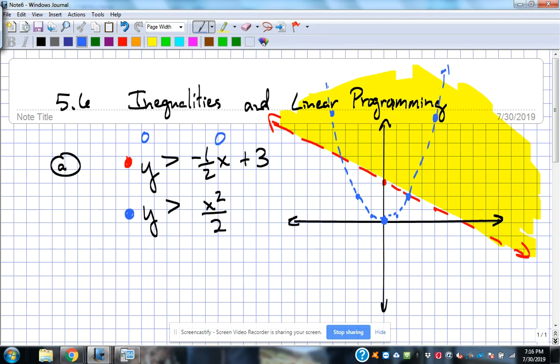It's a parabola, but it's dotted because it doesn't have an equal to mark. Now we need to talk about shading. You're either going to shade on the inside of the parabola or on the outside of the parabola. That's the sides of it.